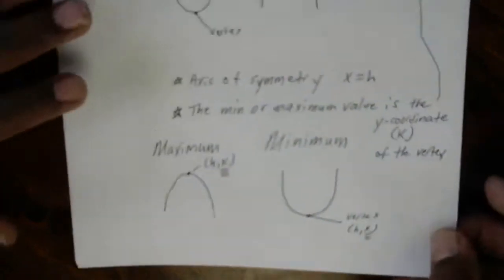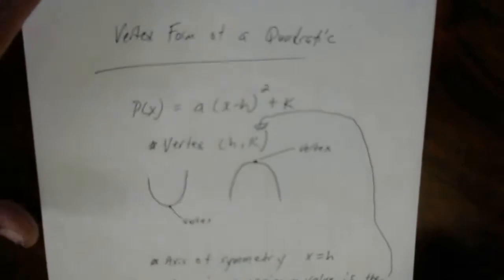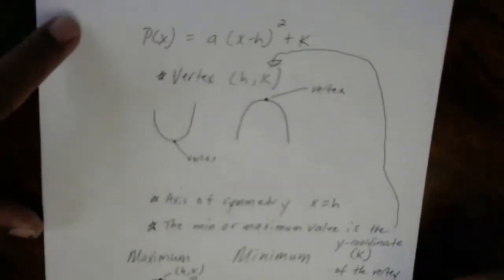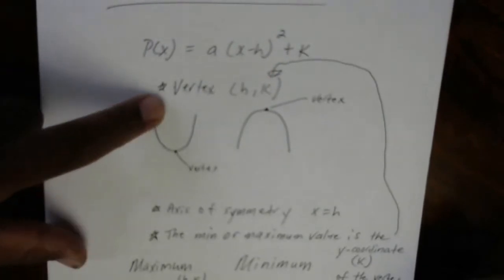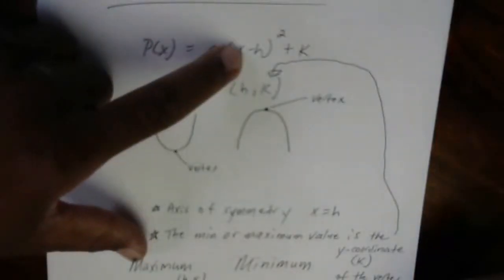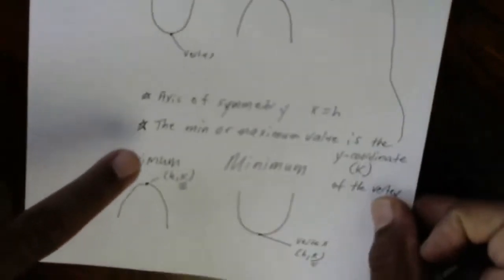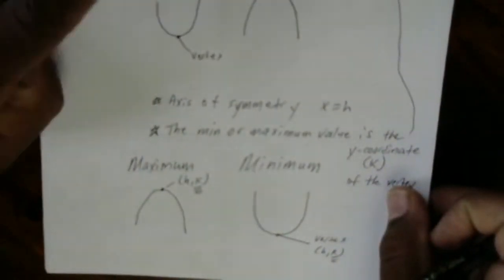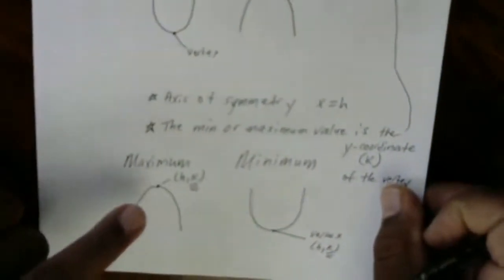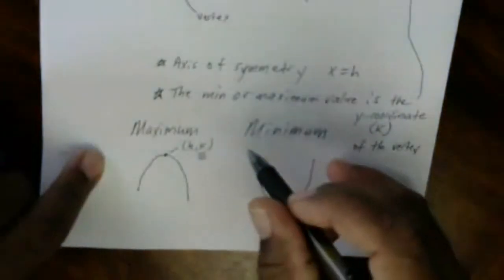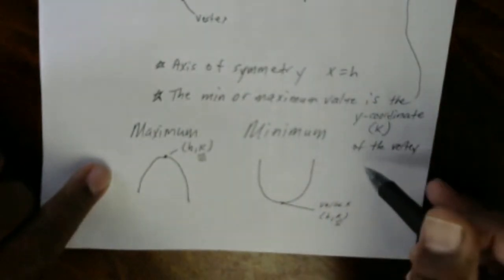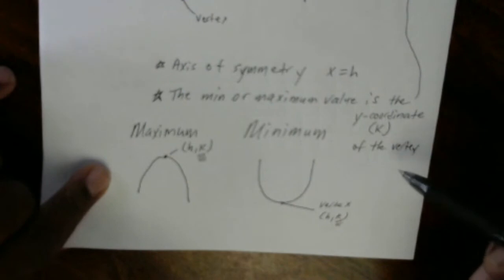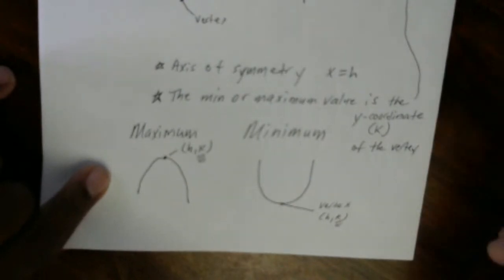Okay, so any questions about this vertex form of a quadratic? From the vertex form of a quadratic, you can easily pull out your vertex. That'll be given in your formula. You can pull out your axis of symmetry. That's also given. The value for h is also given in your formula. And you can also pull out the minimum or the maximum. Keep in mind that the minimum or the maximum value is the k coordinate of your vertex.